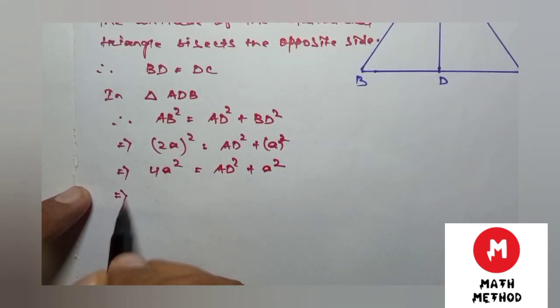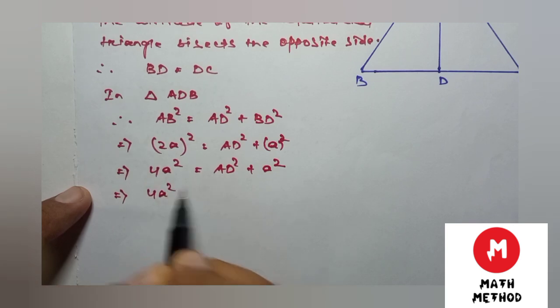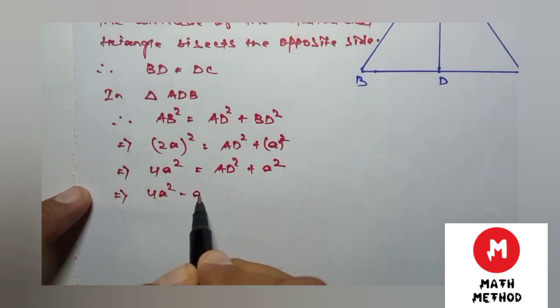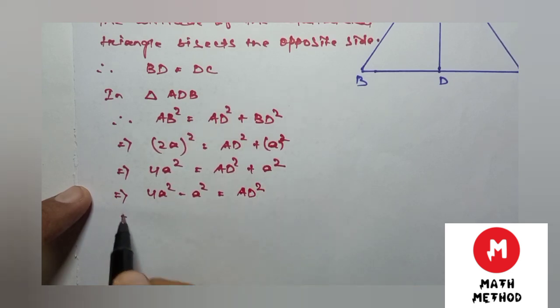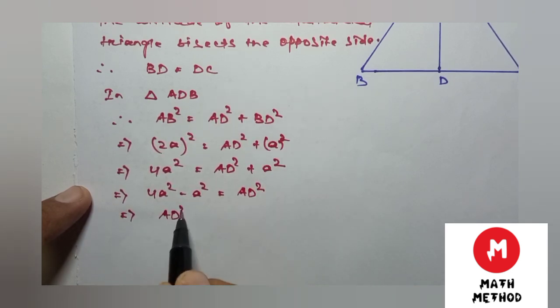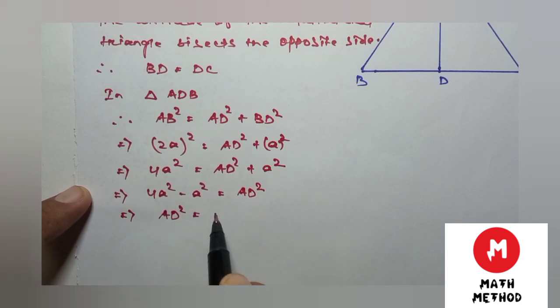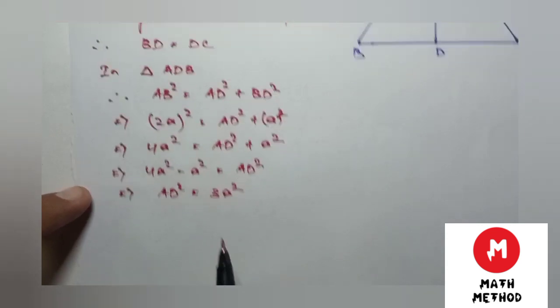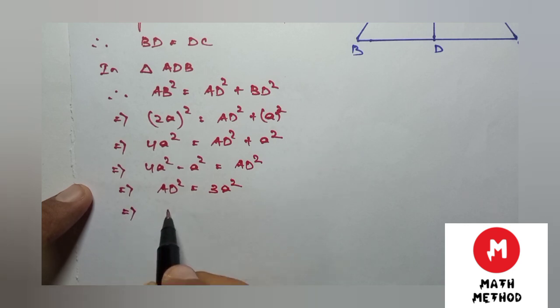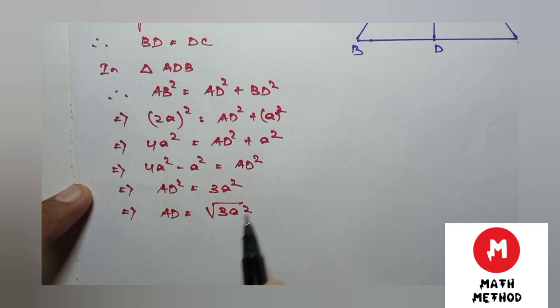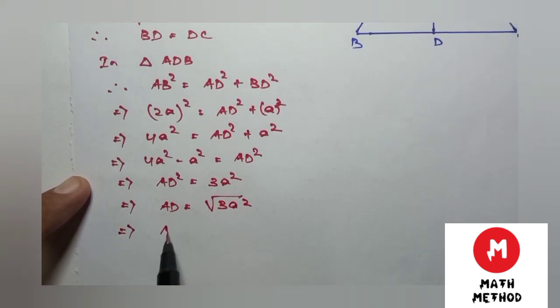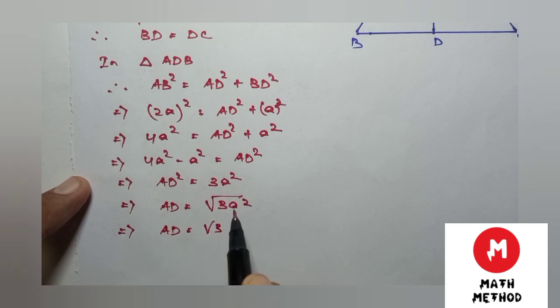Now transposing A square to the LHS, AD square is equal to 4A square minus A square, which becomes 3A square. This implies AD is equal to root over 3A square, which is root 3 times A. This is our answer.